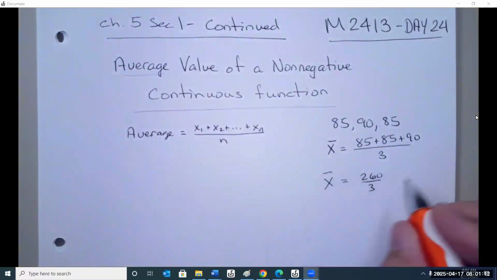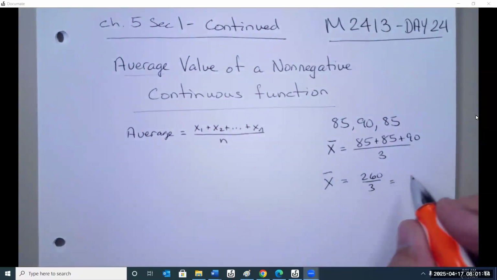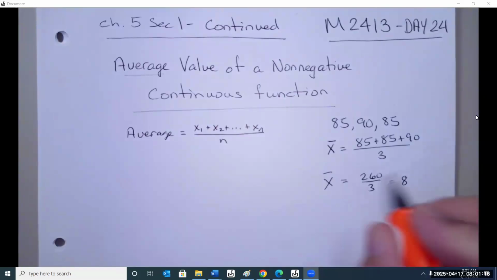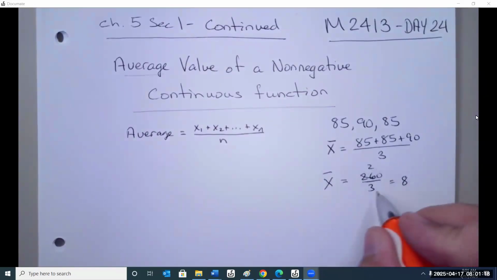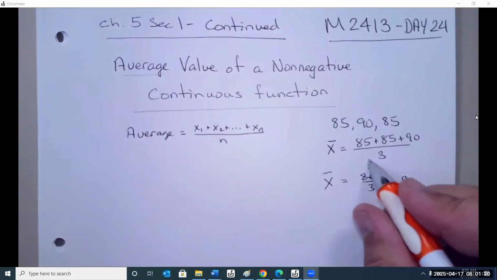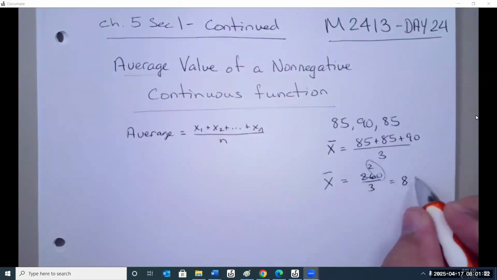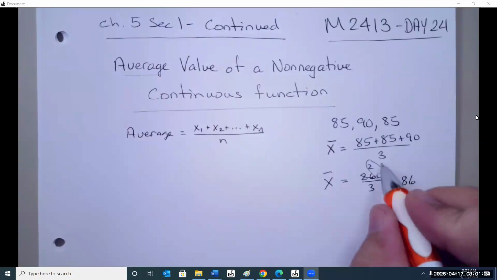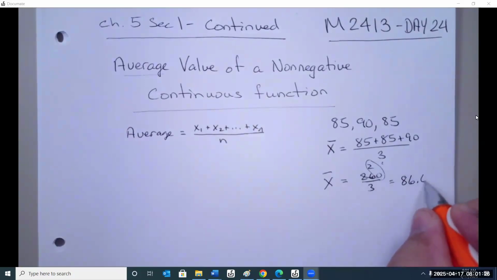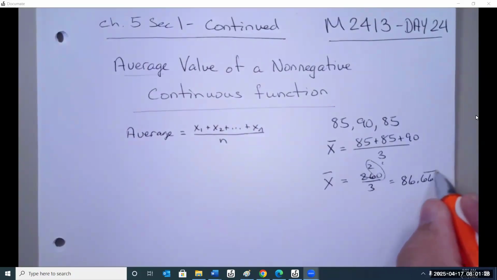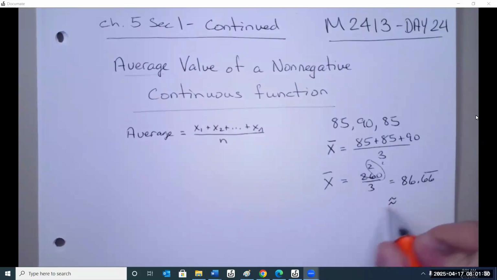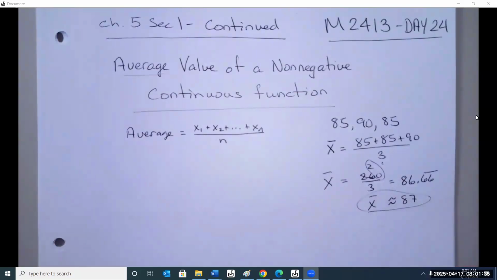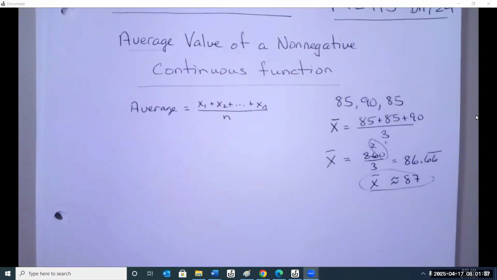So your average is going to be 3 goes into 26 8 times with 2 left over. 3 goes into 20 6 times with 2 left over. So it's 86.66666666666. So we say that your average is 87. So that's how we figure out the average of numbers.